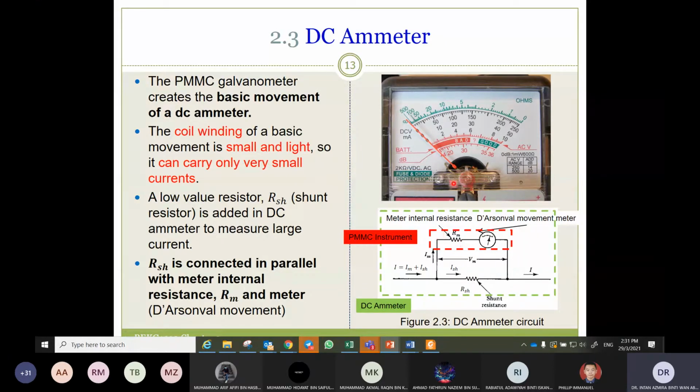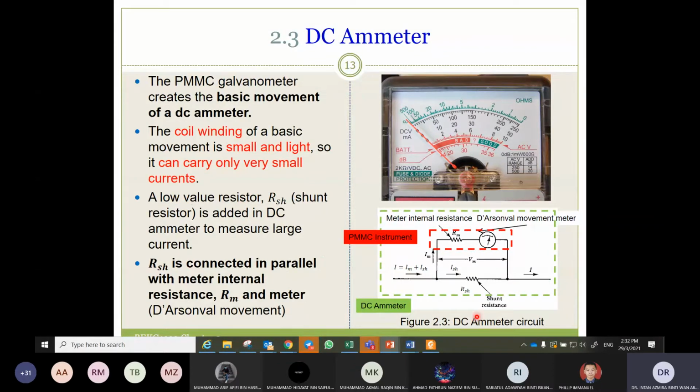So this is the meter movement, the meter movement of the observer or PMMC. This is the overall meter construction. The green one is the DC ammeter. Let's say this is the DC ammeter. It consists of the PMMC construction here.